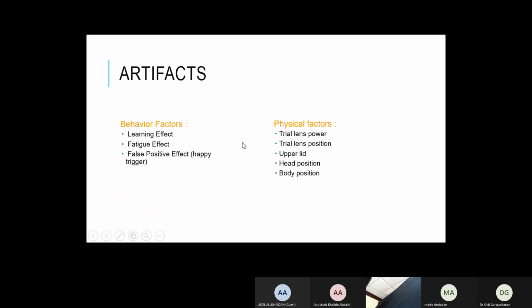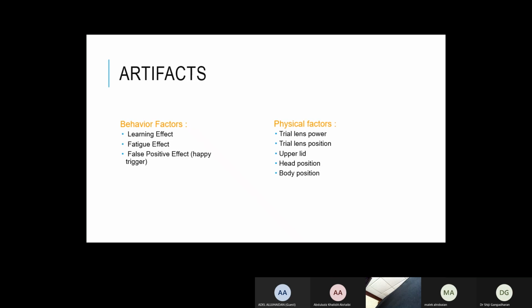Sometimes you can have artifacts in the visual field. You can divide them into behavioral factors and physical factors. Behavioral factors include the learning curve: a patient doing the visual field for the first time usually will have some defects, which usually go away when you repeat the test. Fatigue effect, as we described earlier, can give the cloverleaf appearance. A false positive effect or habit trigger patient will have a white visual field.